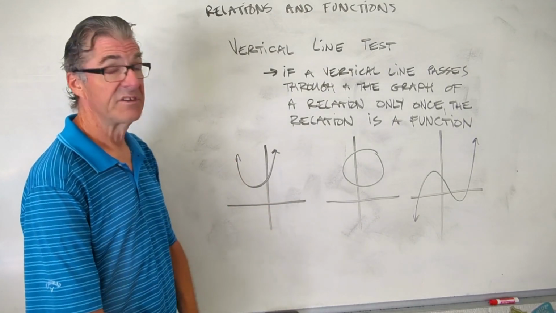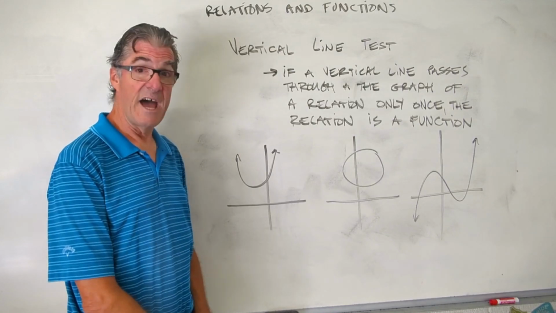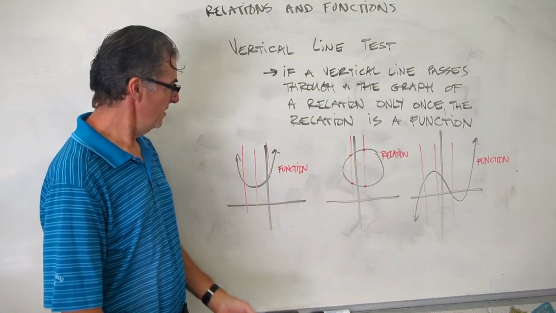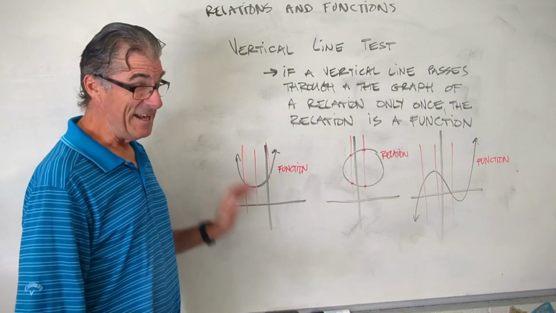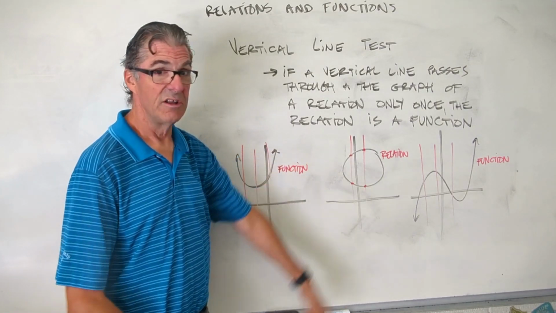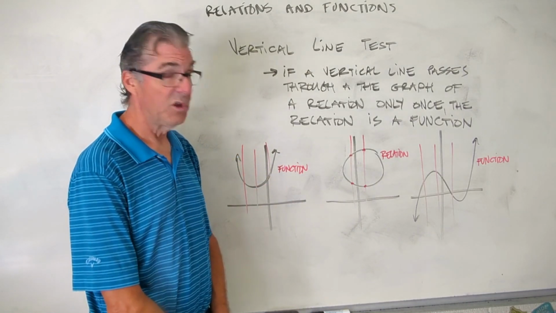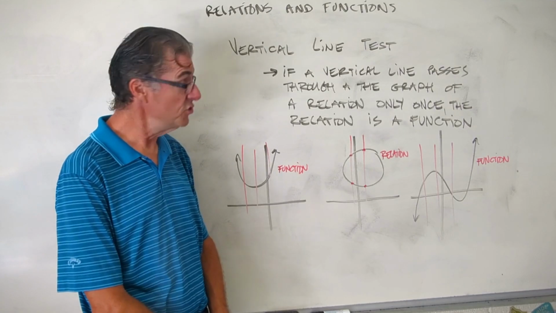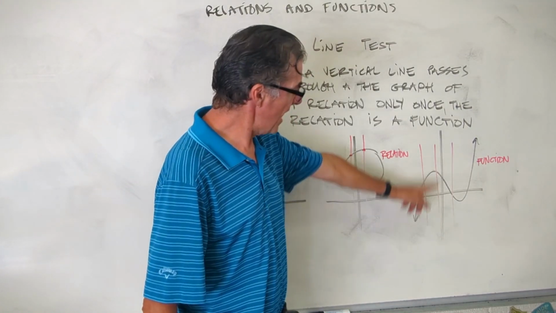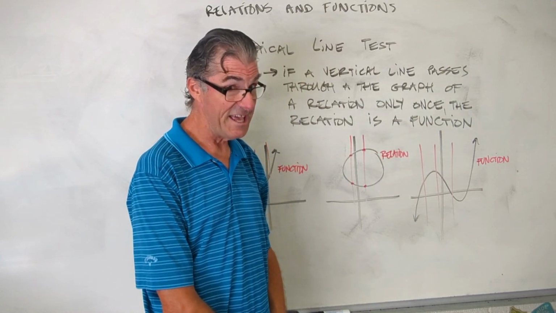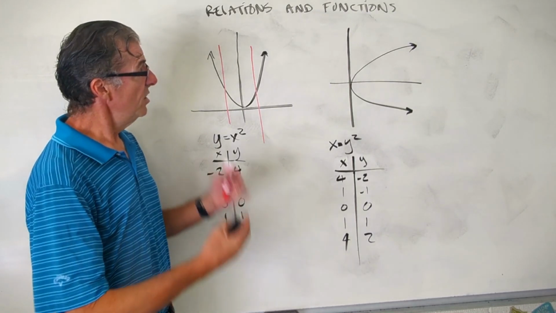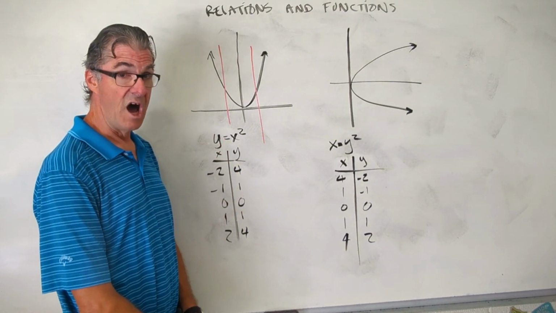So take a look, three graphs. What I'd like you to do is do a vertical line test and tell me which ones are functions and which ones are relations. Okay, vertical lines through this parabola. Any vertical line can only cross the parabola once: function. Circle. Any vertical line that passes through the circle is most likely going to hit the circle at 2 points. So this is a relation. Finally, this cubic function here has vertical lines that pass through it, but they're only going to hit it in one place: function.